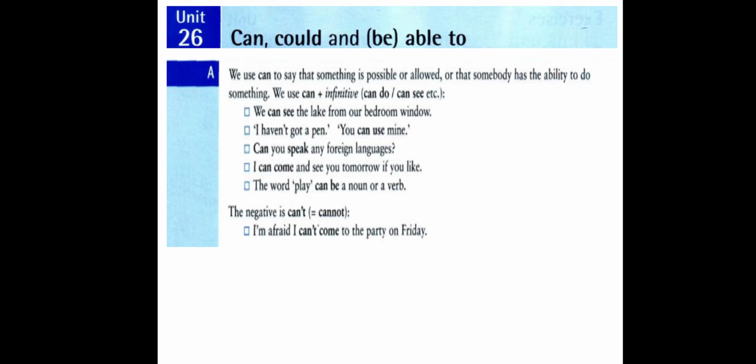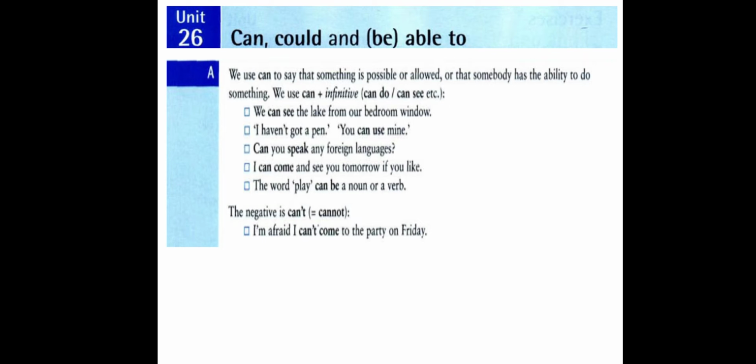Example number 3. Can you speak any foreign language? Here we have a question and we speak about ability. To form a yes or no question, we move the auxiliary or modal verb can forward and put it before the subject. The sentence is: you can speak any foreign language. We bring can forward, before you, so it becomes: can you speak any foreign language?